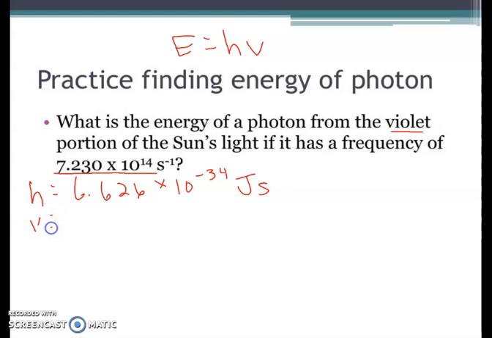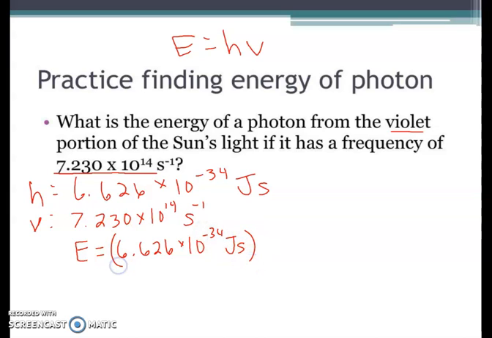So our frequency is going to be 7.230 times 10 to the 14th seconds to the negative 1, which would also be hertz. Okay, so we'll just plug that into our equation. E equals hv, so 6.626 times 10 to the negative 34th joules times seconds, 7.230 times 10 to the 14th seconds to the negative 1. So our seconds will go ahead and cancel out, and we're left with joules.